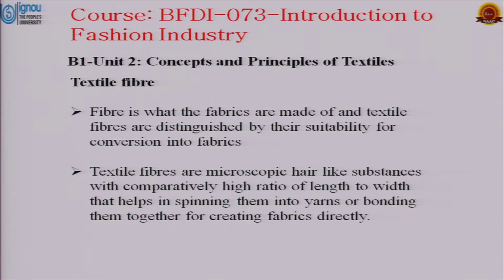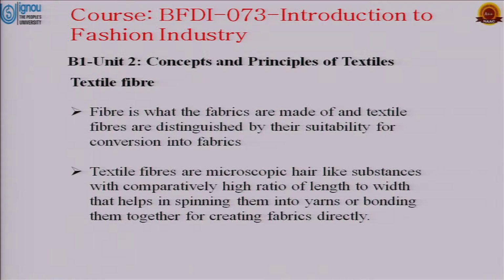And now the unit also explains what textile fibers are. The basic conceptual framework is that fiber is what fabrics are made from. Textile fibers are distinguished by their suitability for conversion into fabrics. Textile fibers are microscopic hair-like substances with a high ratio of length to width that helps in spinning them into yarn or bonding them together, creating fabric directly. We explain this type of textile fiber, and we have given the pictures and graphics in our study materials, and you have gone through them.